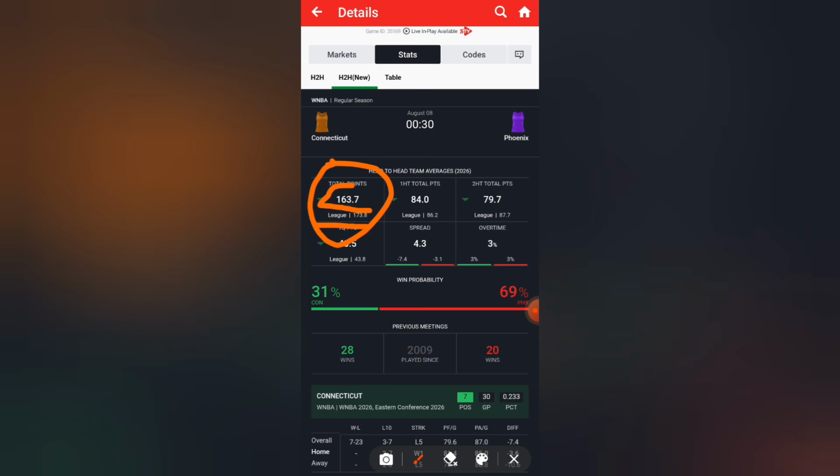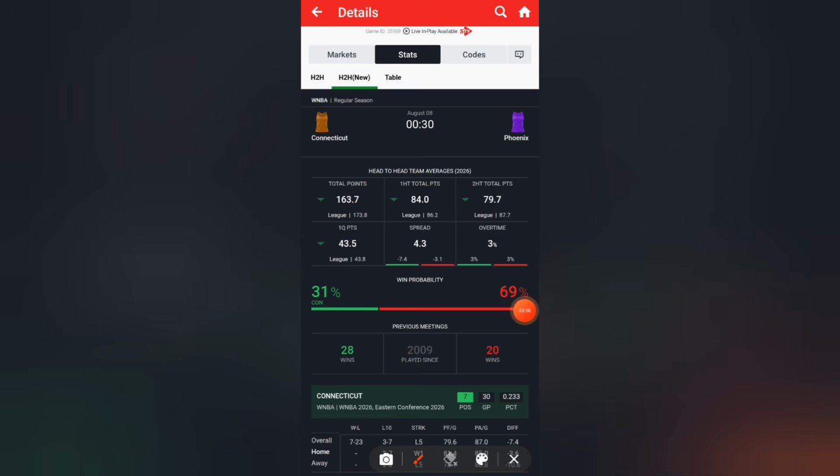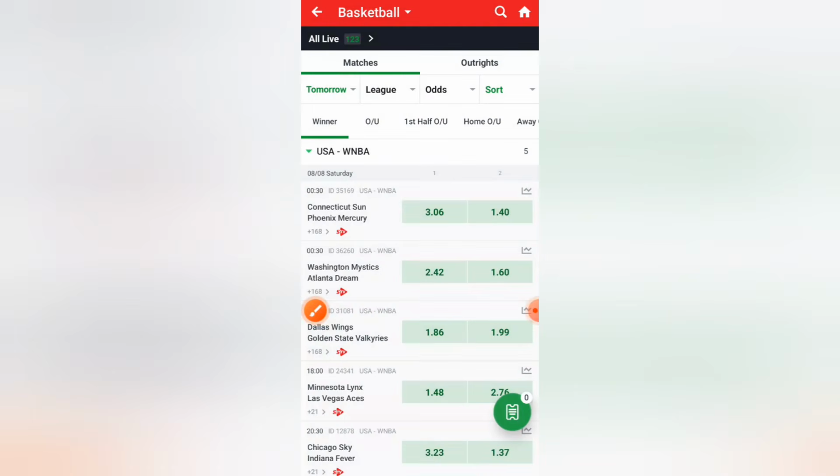If you want to predict over point, always make sure that the two teams average point is higher than the league average point. As the league average point is 173, any game that you want to predict as over point must have an average point that is higher, maybe 174, 175. Or if you don't want to stress yourself, you will see this green arrow here. Whenever it is showing a faint green, it shows that the two teams average point is lower than the league average point. So these are games that you need to avoid.